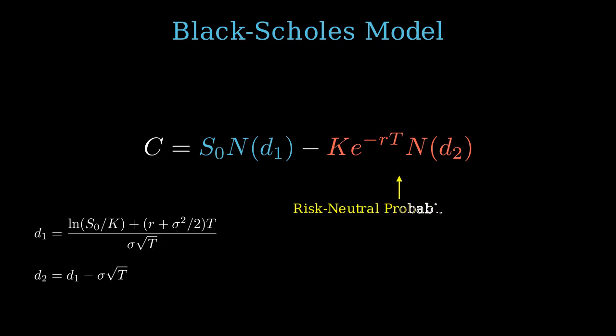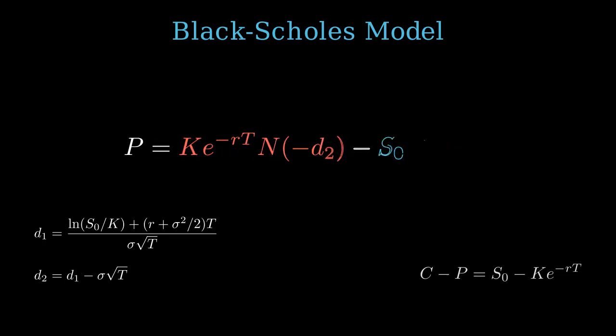We can think of the cumulative distribution of D2 as the risk-neutral probability that the option will expire in the money. If we need to find the price of a put option instead, we don't need to start from scratch. By using put-call parity, we can derive a similar formula where the put price is the discounted strike price times the cumulative normal of negative D2 minus the share price times the cumulative normal of negative D1.